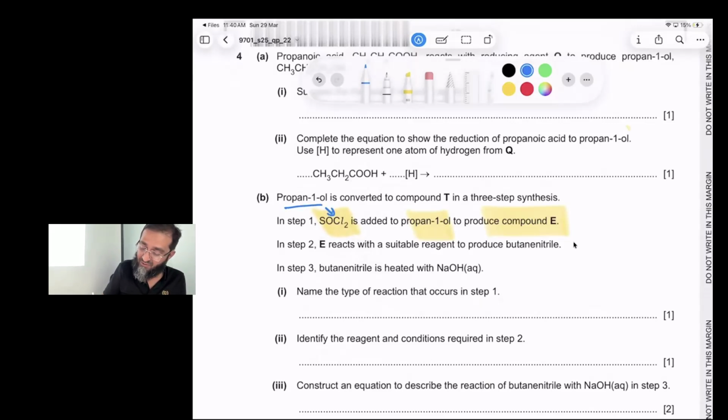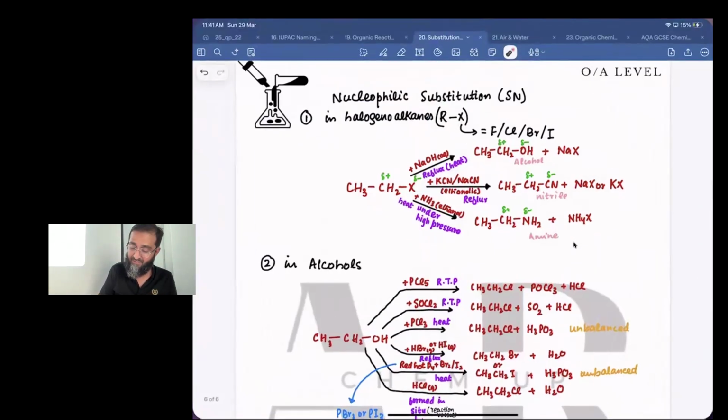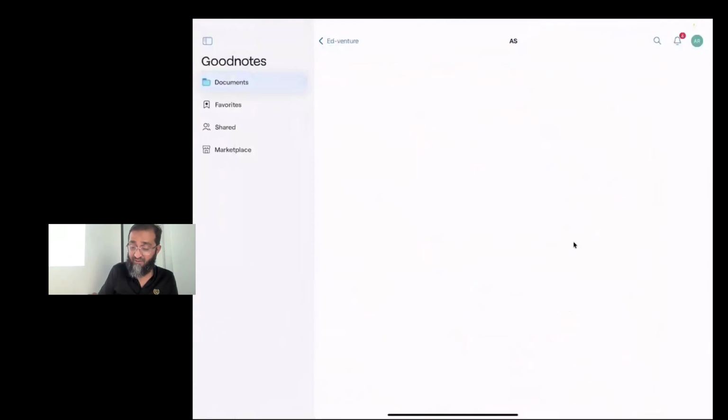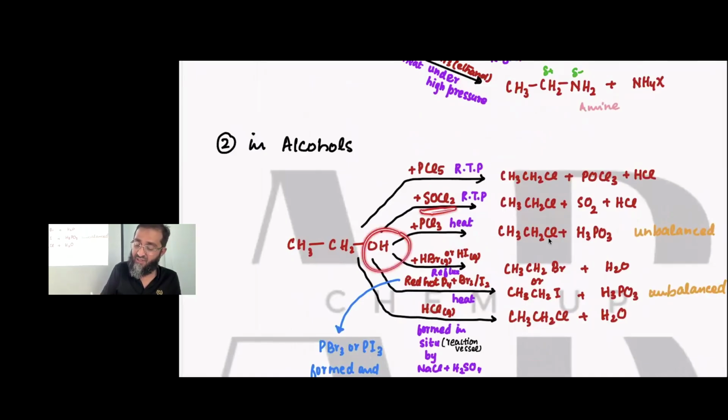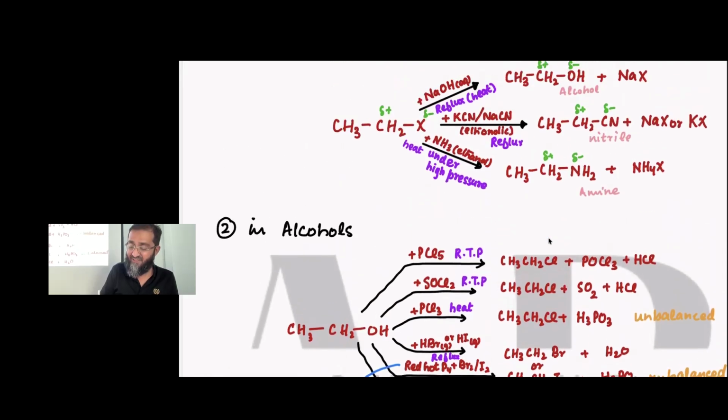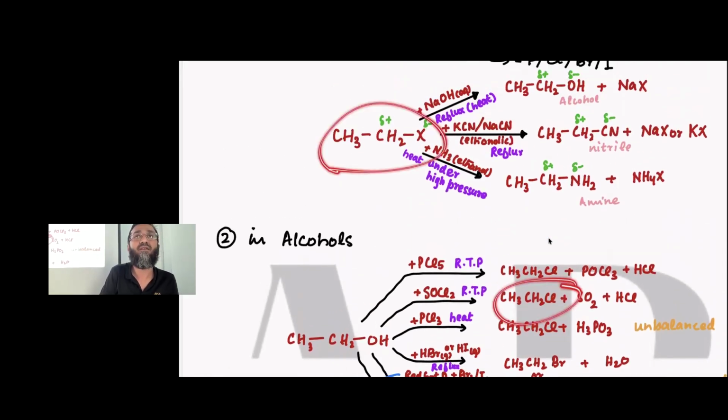Propanol, when reacted with SOCl2, will form compound E. That compound E must be CH3CH2CH2Cl, right? Because SOCl2 is reacted. That's what we have just seen. Yes, very good, Mariam. When alcohol reacts with SOCl2, OH is displaced by chlorine. Right, Ahmed? Now we have this, and we have just studied its reaction over here.